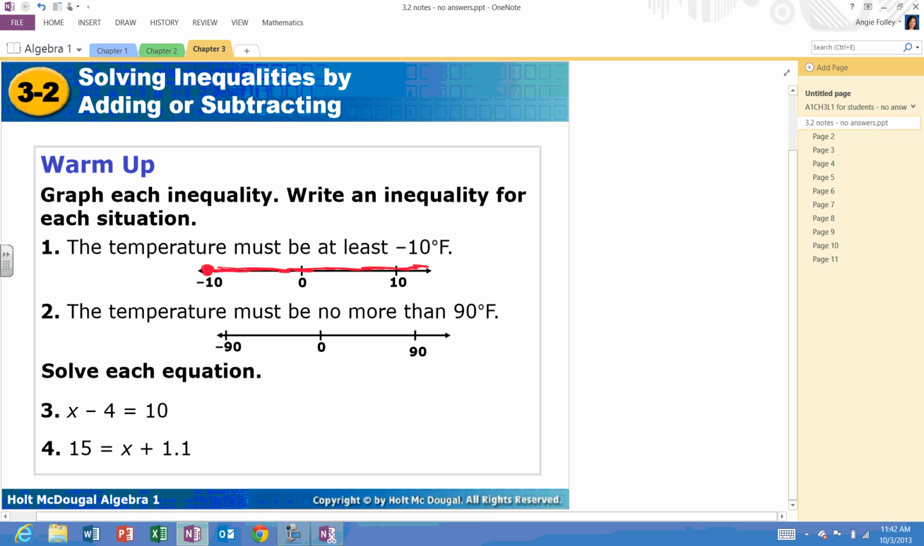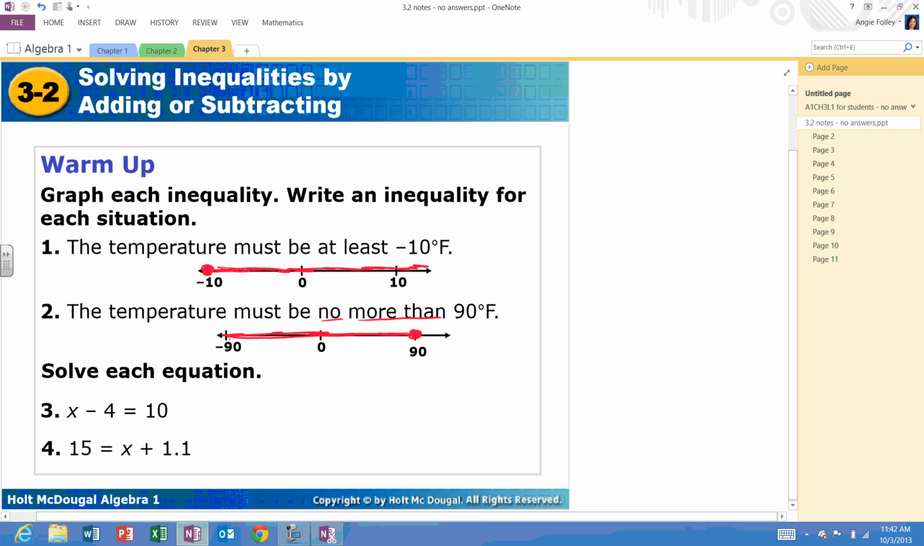Then it says that the temperature must be no more than 90 degrees Fahrenheit. Okay, again, meaning no more than, that means we are including 90 degrees. So we're going to do a closed circle at 90 degrees. And it's telling us it's all the temperatures below 90 degrees because it can't be above it. It says no more than. So you should color your line this way.